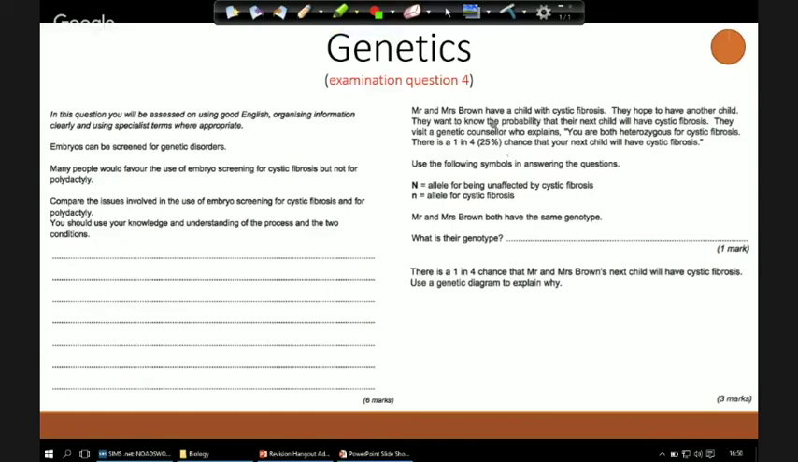Now, for the second part, we're looking at Mr. and Mrs. Brown. They've got a child with cystic fibrosis. They hope to have another child, and they want to know the probability that their next child will have cystic fibrosis. They visit a genetic counsellor who explains, and here's our key word, you're both heterozygous for cystic fibrosis. There's a 1 in 4 that your child will have it.